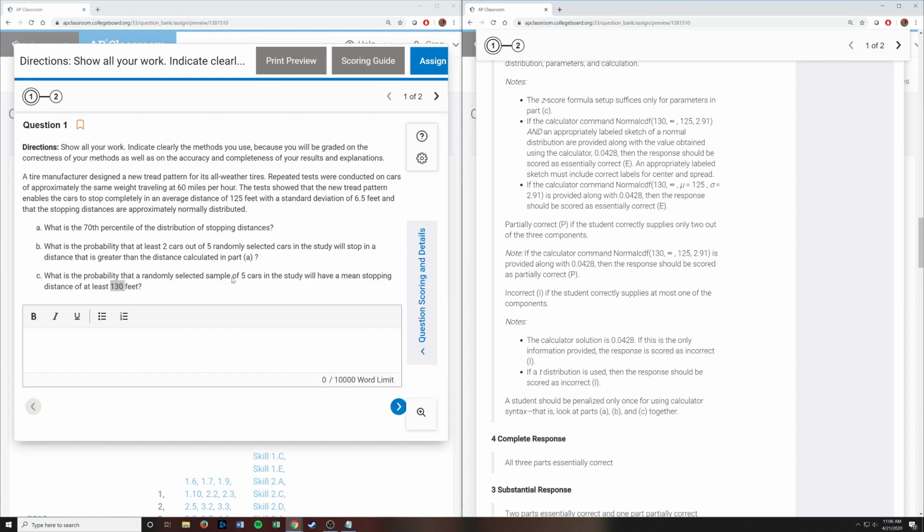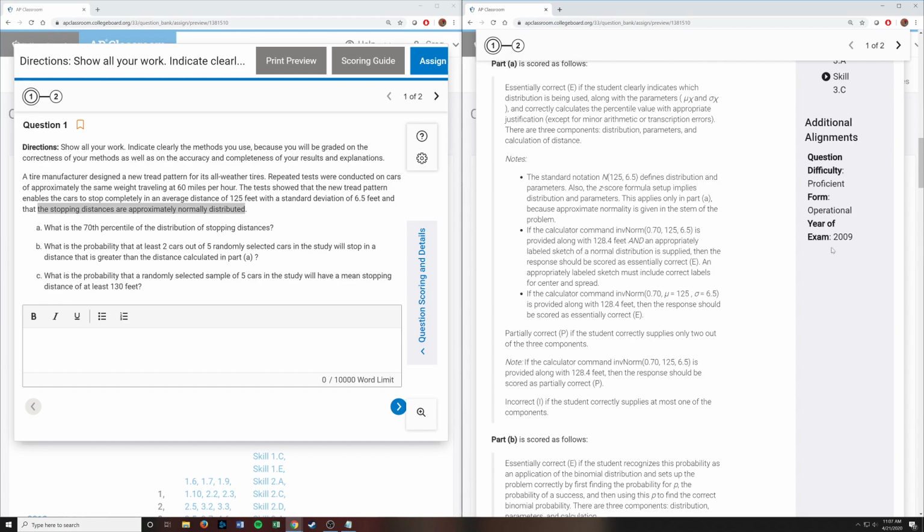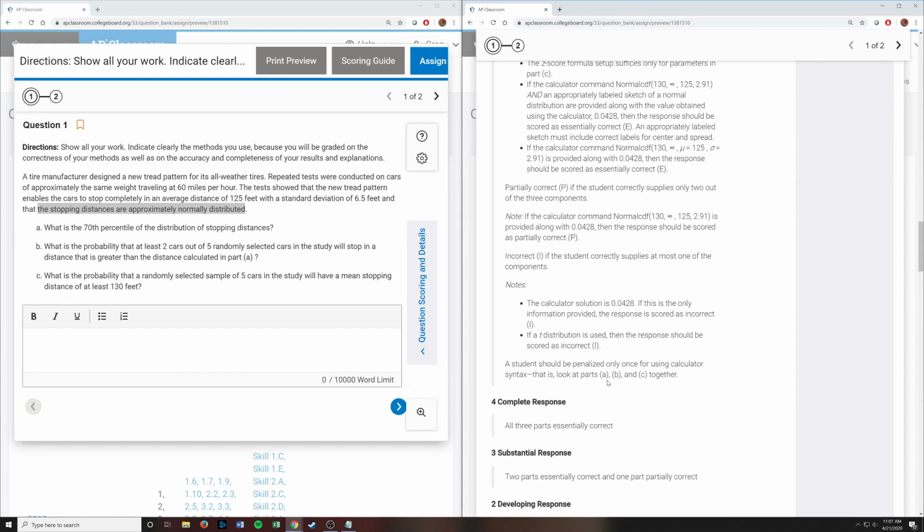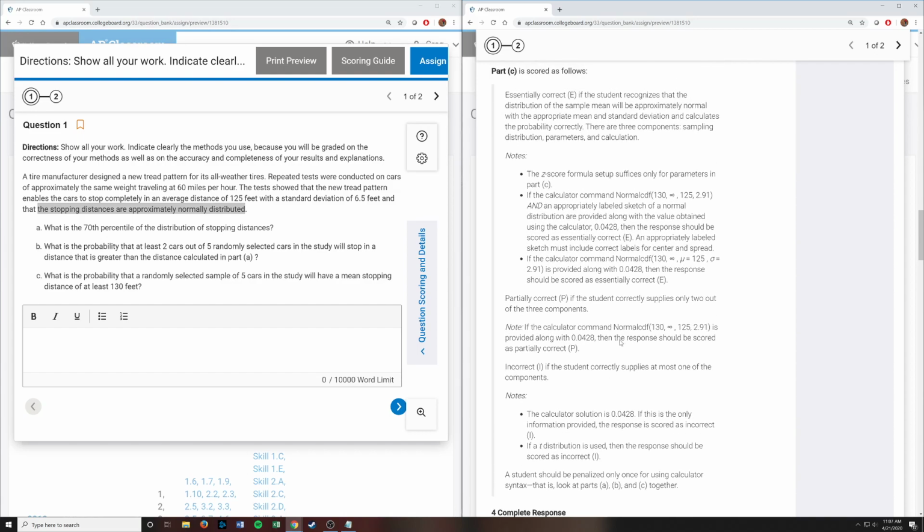The sampling distribution here can be assumed to be normal because the individual tires were normal or came from a normal curve. And if you get penalized for using the calculator syntax, at least back in 2009, you would only be dinged once for that. But there's no reason to get dinged at all. So if you're going to write that calculator speak, at the very least, don't write it like this, write it like this, with the parameters included in there.